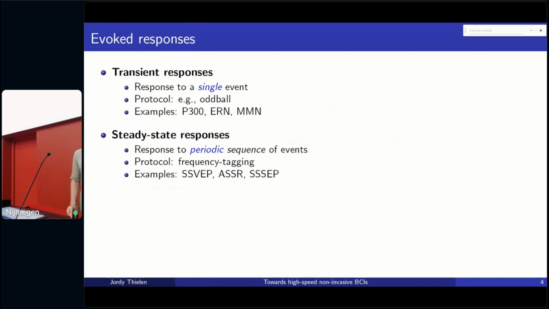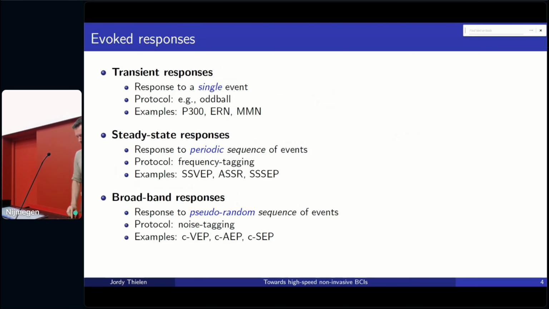But then there's a third class, which is typically a little bit ignored, which is broadband responses. And this is mostly contrasting to the steady-state responses. The steady-state responses use one frequency, let's say, so they're very narrow band. Broadband responses actually use the entire frequency content throughout the frequency domain. They do this by, again, presenting sequences of events, so multiple flashes, for instance, but they do it in a non-periodic way, contrasted to the steady-state evoked potentials.